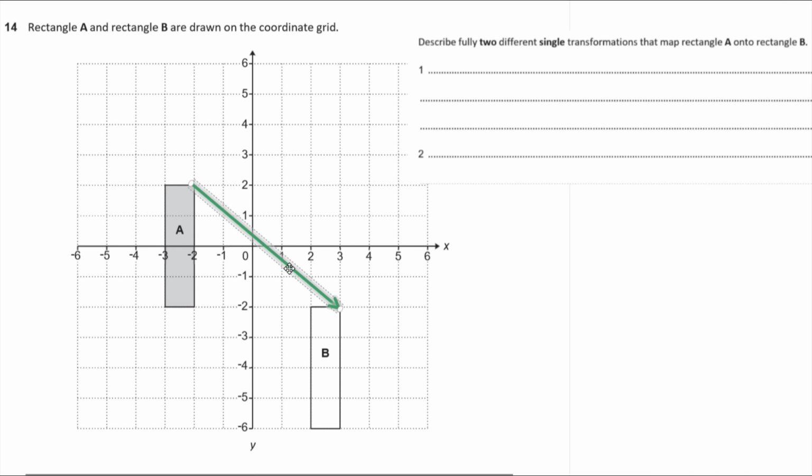And you can see I could use the same vector to map every other corner. So I could map the bottom corner to the bottom corner like that, and the bottom corner to the bottom corner like that, if it wasn't jumping around so much, and so on. So this same vector describes every translation on this diagram.